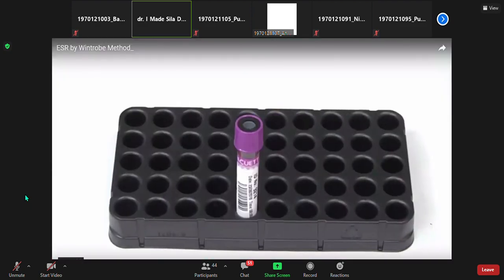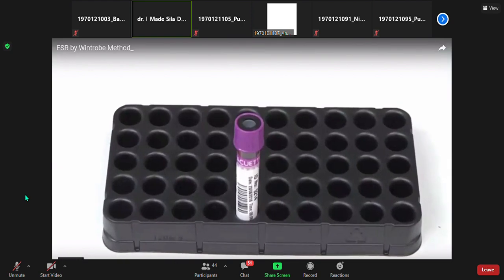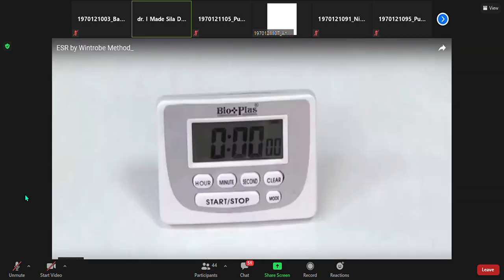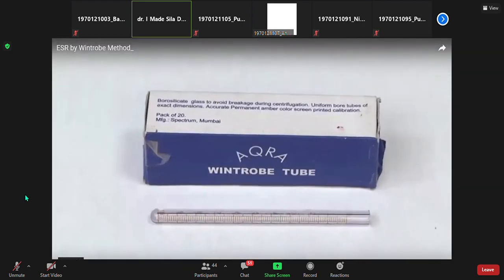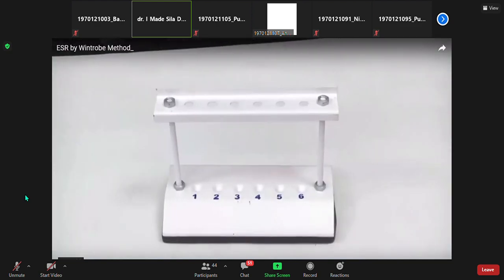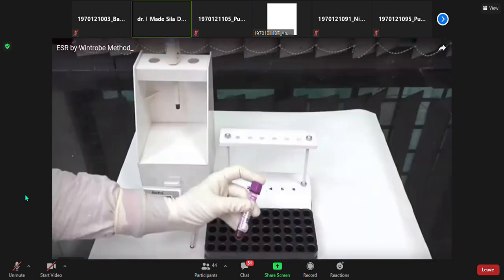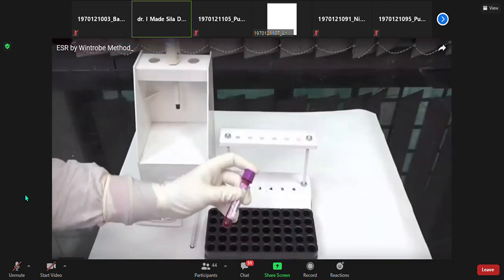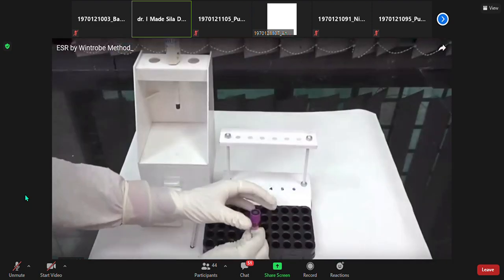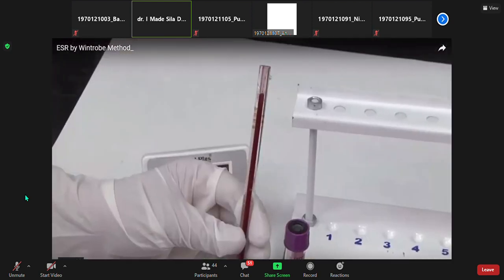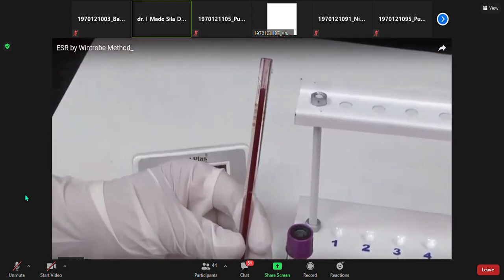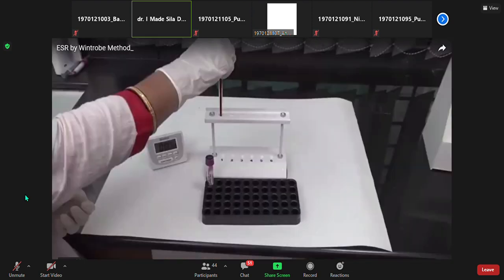Requirements: anticoagulated EDTA blood, pipette, timer, Winthrop's tubes, Winthrop's stand. Procedure: mix the anticoagulated blood thoroughly. Open the vacutainer carefully. By using pipette, fill the Winthrop's tube up to 0 mark. There should be no bubbles in the blood.